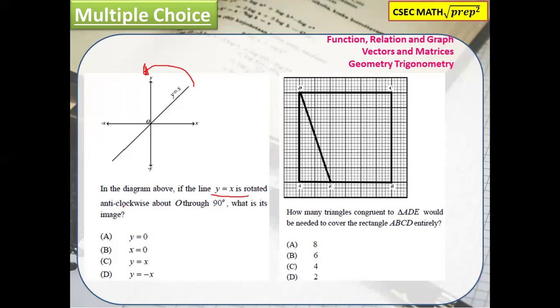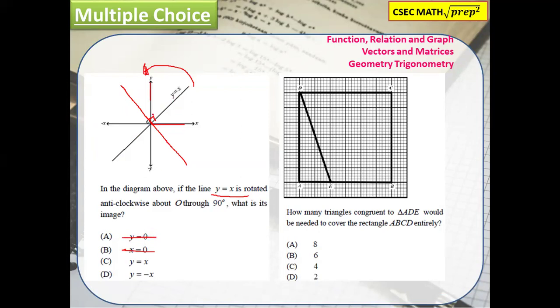Then anti-clockwise about origin or 90 degrees. What is its image? Now, 90 degrees from this line actually would be looking like that. So if this is the y-axis, another name for the y-axis, the one coming straight down, is the x equals 0 line. This line going across is the x-axis. Another name for it is the y equals 0 line.